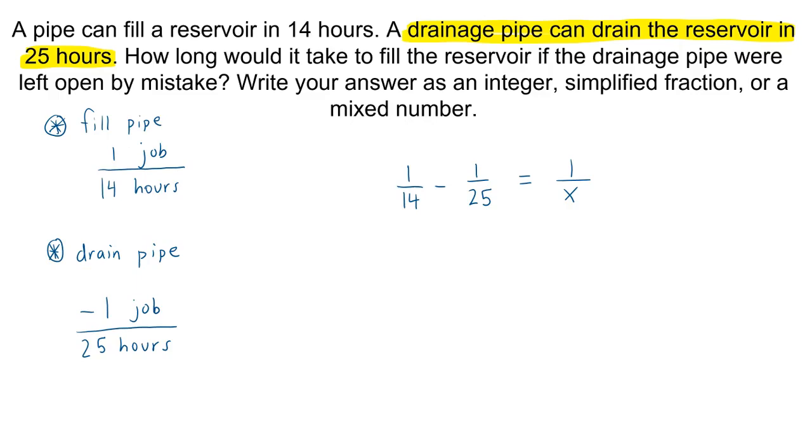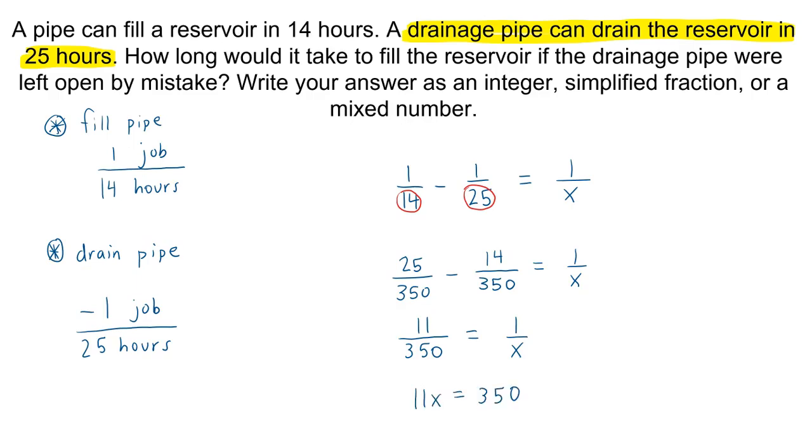So let's get a common denominator and combine the two fractions on the left. The common denominator between 14 and 25 is 350. 1/14 is equal to 25 350ths, and 1/25 is equal to 14 350ths. And that's still equal to 1 over x. 25 minus 14 is 11, so the left side of our equation is 11 over 350 is equal to 1 over x. Solve by cross multiplying.